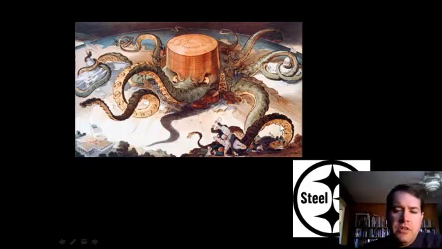Other industries, like for example, this is the flag of, not the Pittsburgh Steelers. They stole it. They borrowed it. This is actually the symbol of J.P. Morgan's U.S. Steel.